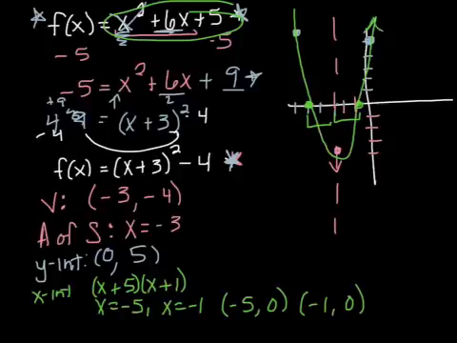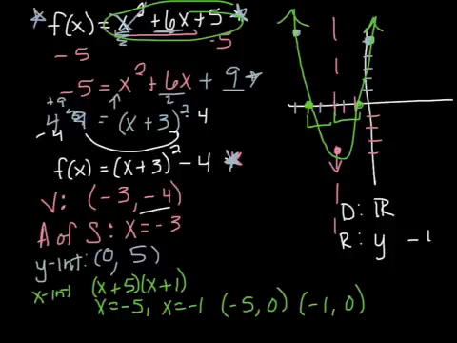Now, I can complete my parabola and answer a few questions. The domain is all real numbers. The range is y, the y value, and my graph is above it, or I could write it as negative 4 to infinity. So just putting something into vertex form can help you quickly sketch a graph of your parabola.